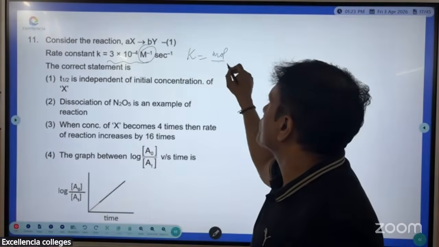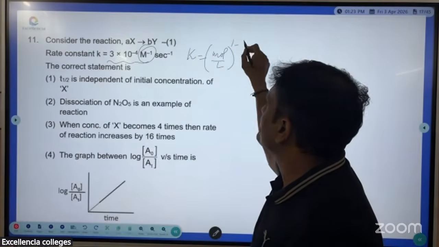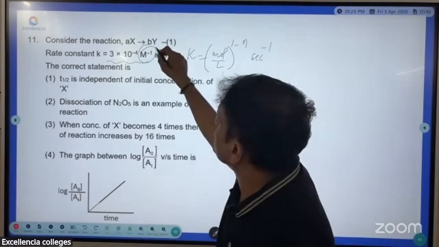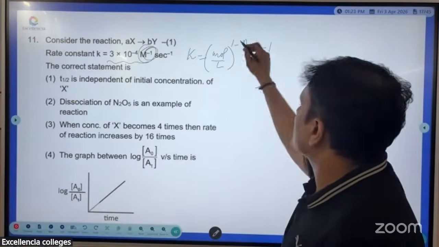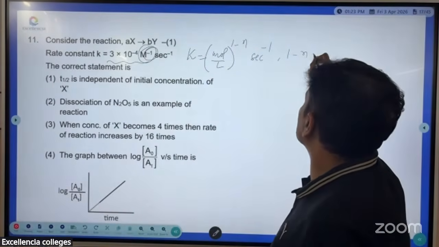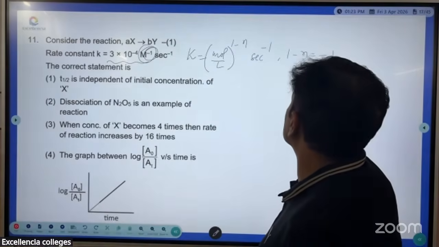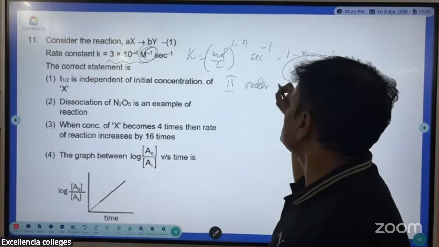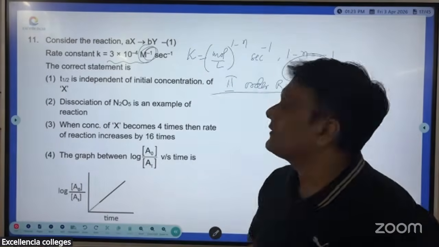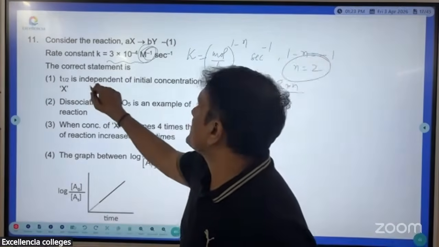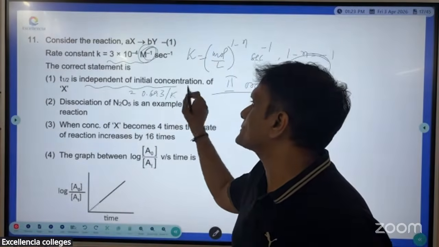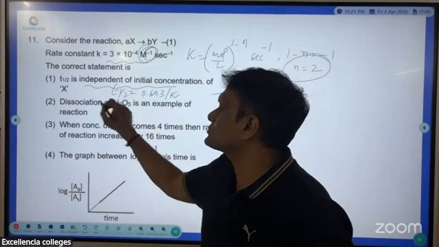Mole per liter, whole power 1 minus n, second inverse. Now we can check the data that it is whole power minus 1. That means what? 1 minus n is equal to minus 1. Therefore, n is turning out to be what? 2. That means this is a second order reaction. So for first order only, t half is independent of initial concentration. No, not for the second order. So you can't pick this option up. First option gone.